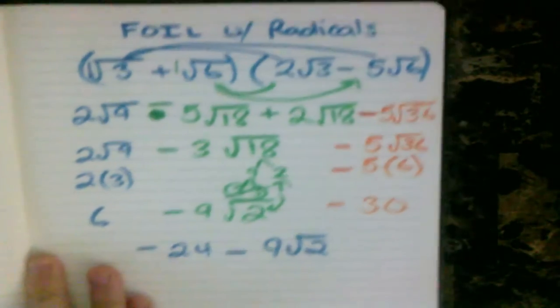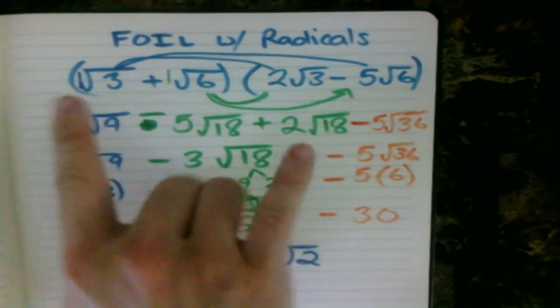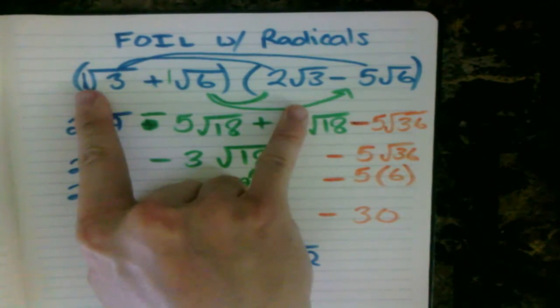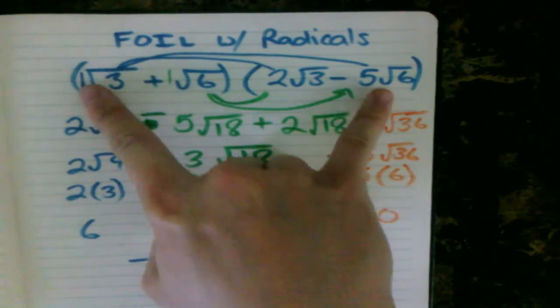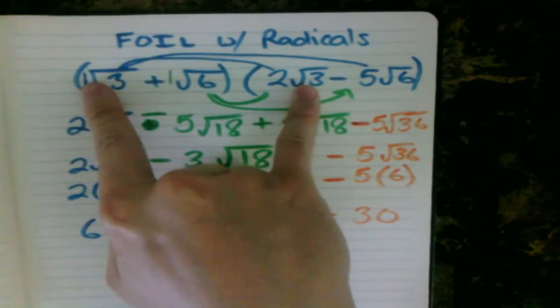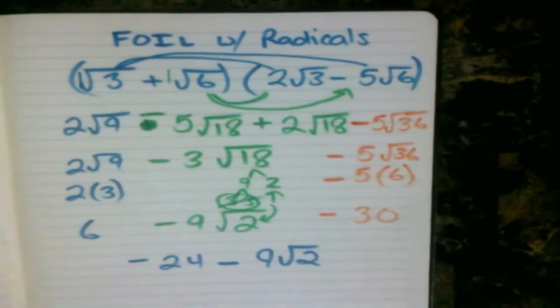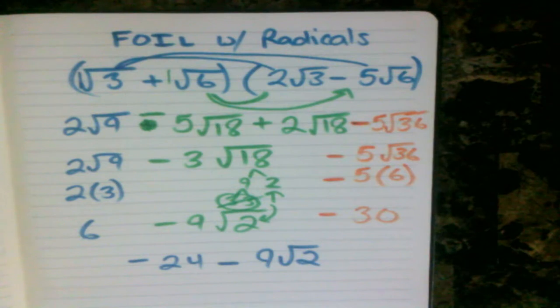Okay, so let me get all of this on screen. This is just a FOIL problem. So you're just multiplying the first terms, outer, inner, and then last. Okay, so first, outer, inner, last. That's all you're doing. And hopefully you remember how to multiply radicals and that sort of thing.